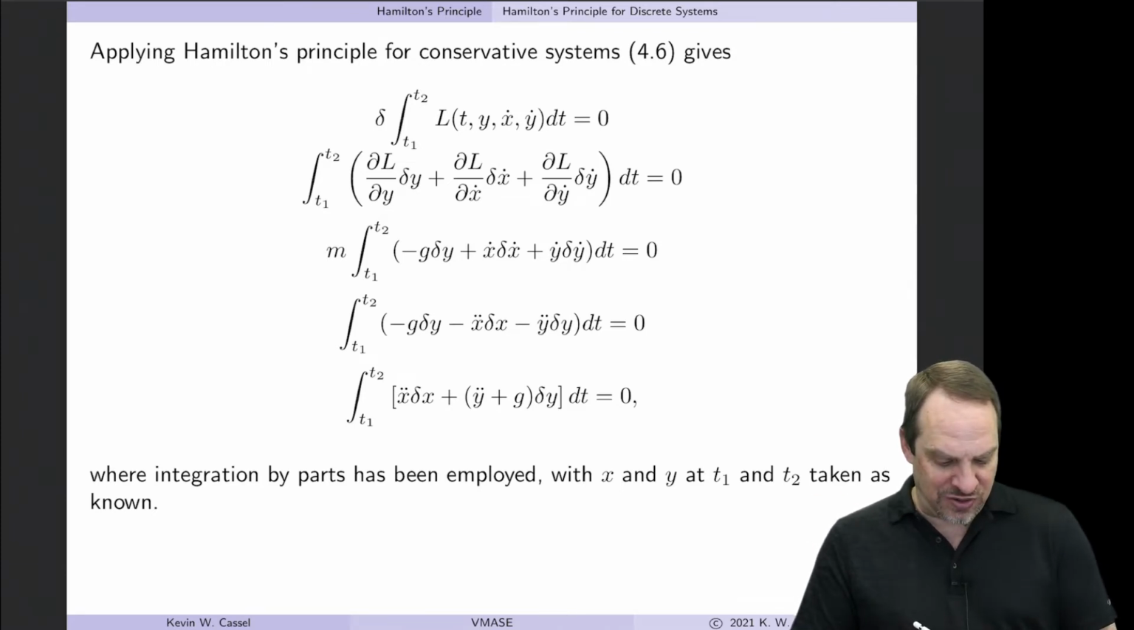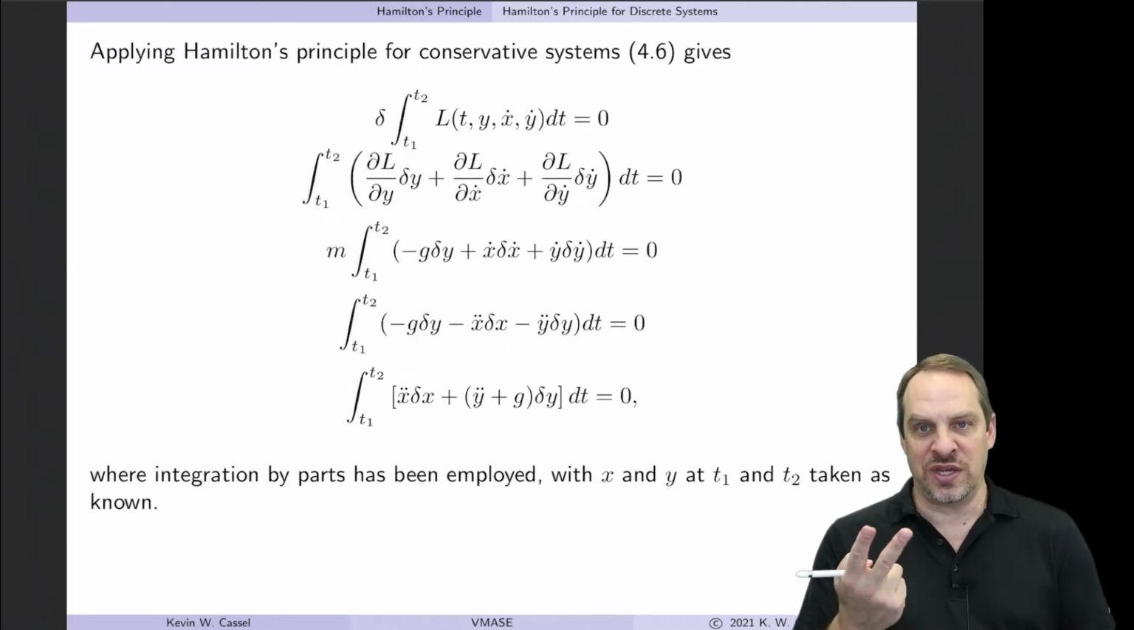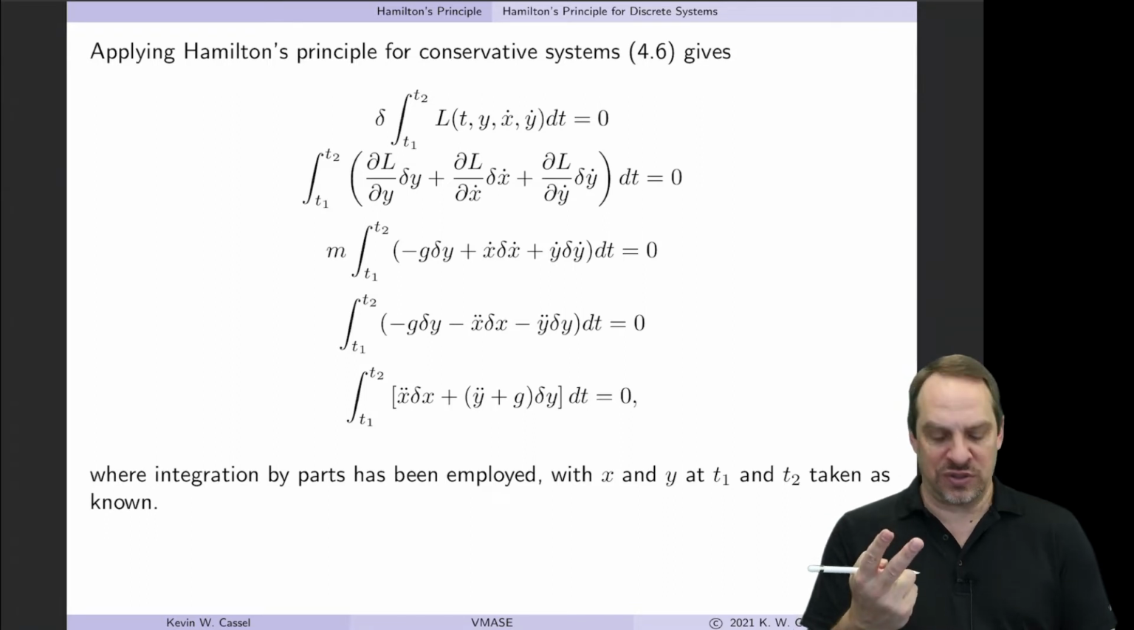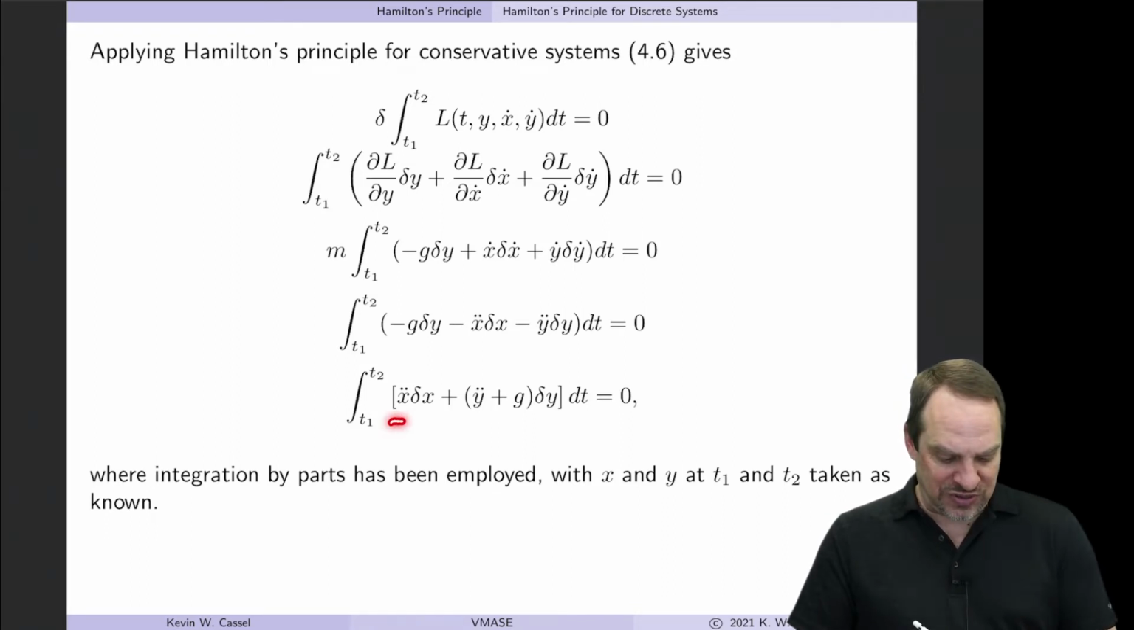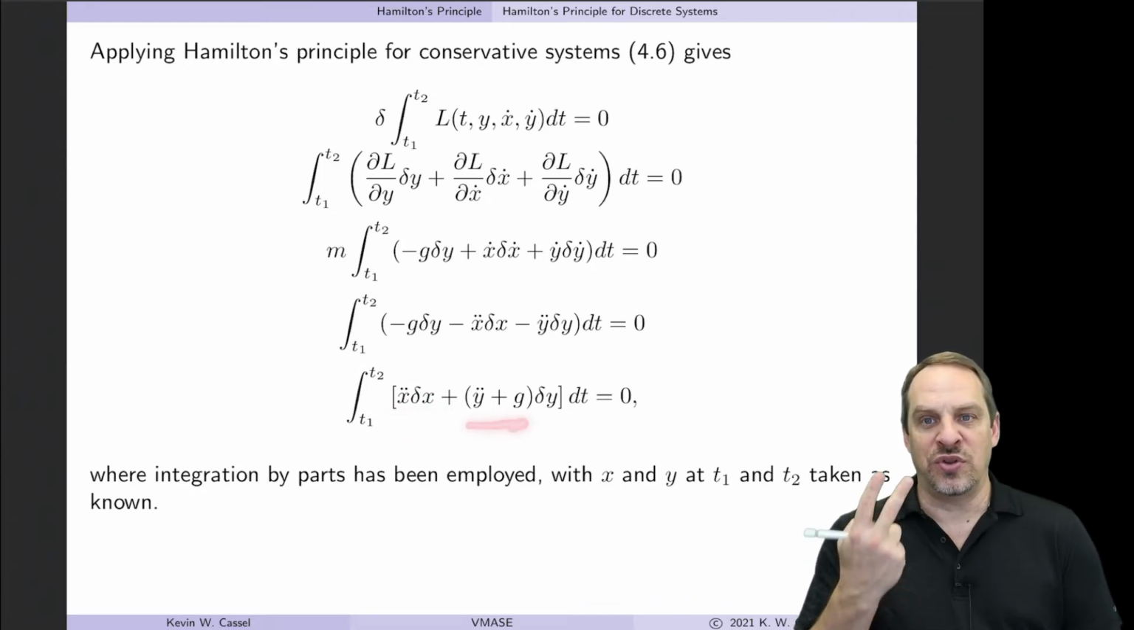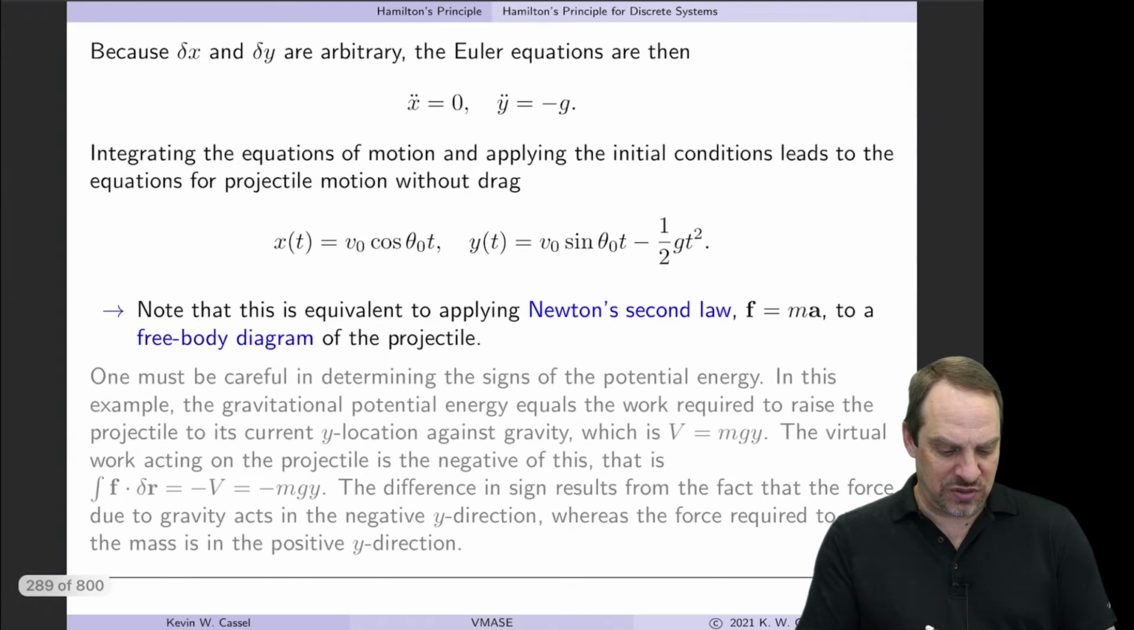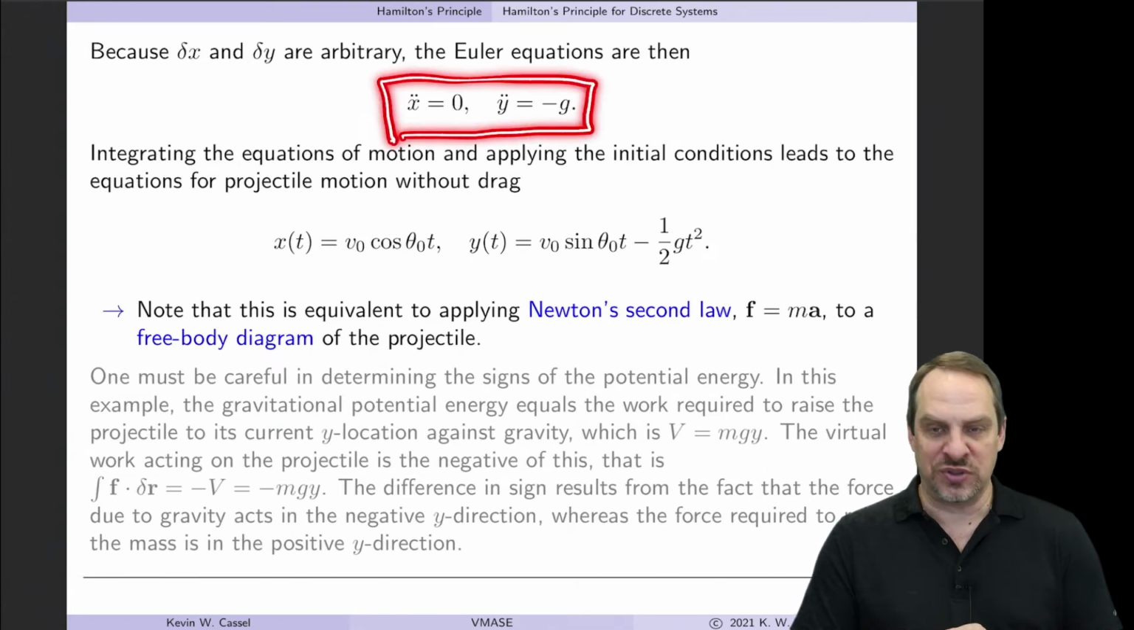So now I can gather everything times delta x and everything times delta y, and those will give me my, in this case, two Euler equations. So times delta x, I have x double dot, and times delta y, I have y double dot plus g. So those are the two Euler equations that we get from Hamilton's principle.